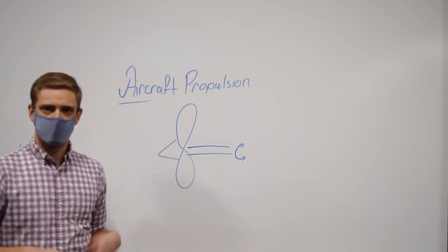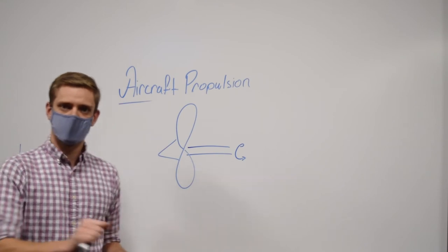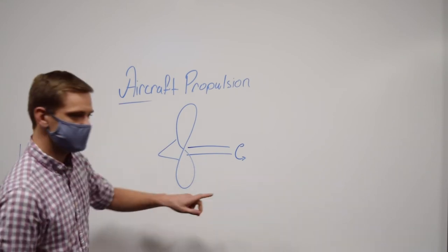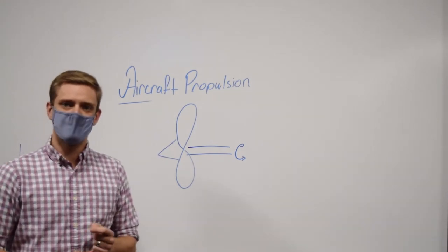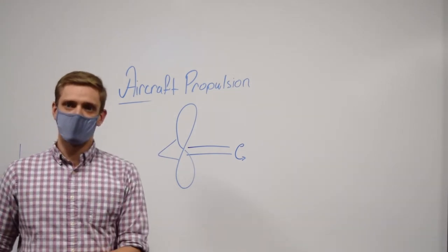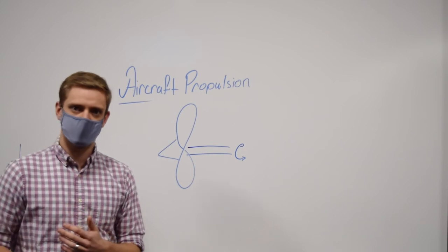One is going to be a throttle-controlled aircraft. That means the more throttle you put in, it's just direct drive through the shaft, which increases the speed of the propeller. And by increasing the speed of the propeller, you then get more air being pushed and more thrust.